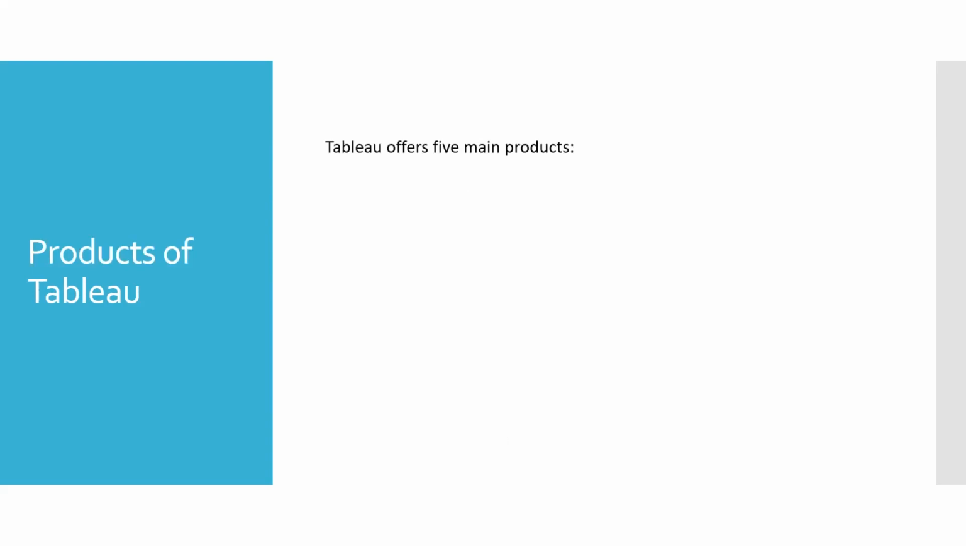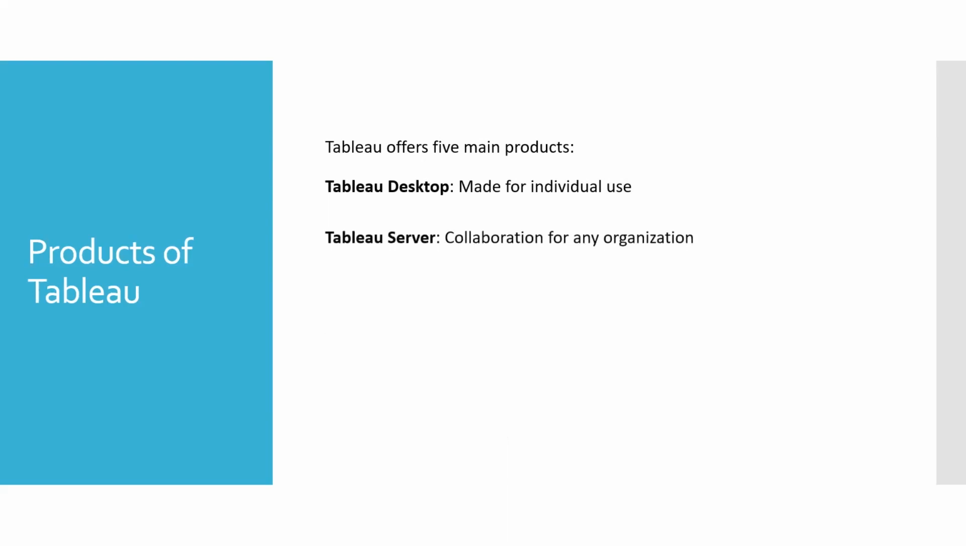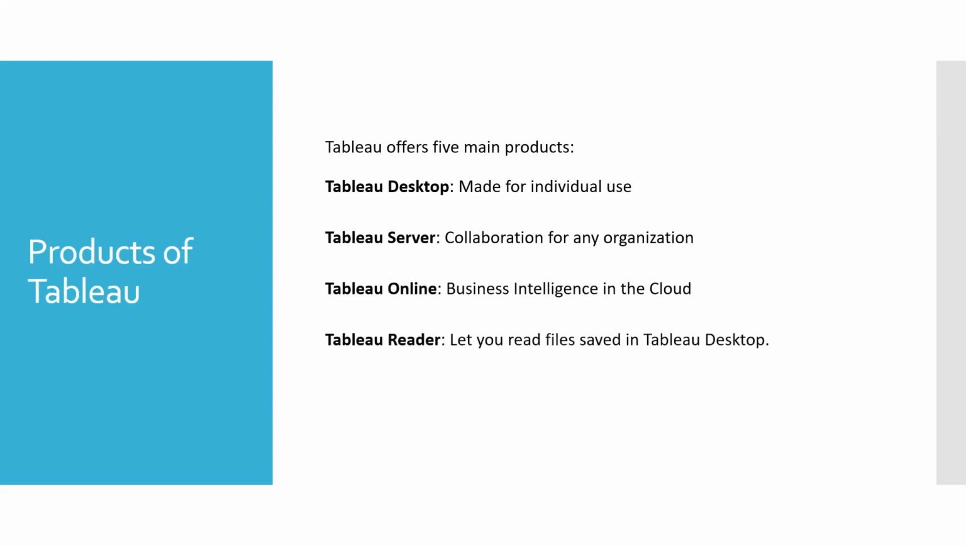Tableau offers 5 main products catering to diverse visualization needs for professionals and organizations. They are Tableau Desktop, made for individual use; Tableau Server, collaboration for any organization; Tableau Online, business intelligence in the cloud; Tableau Reader, lets you read files saved in Tableau Desktop; and Tableau Public, for journalists or anyone to publish interactive data online. With that, we are ending with the first session.